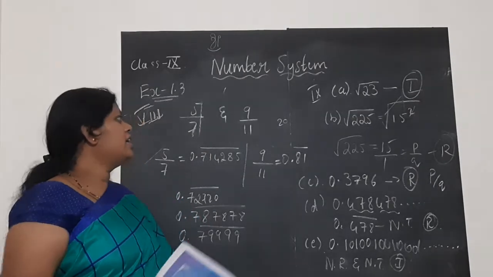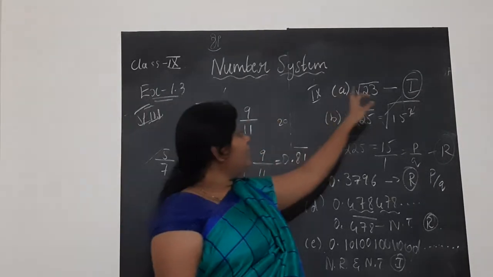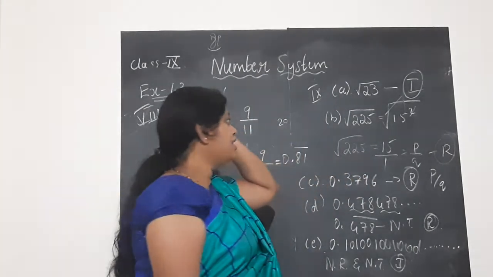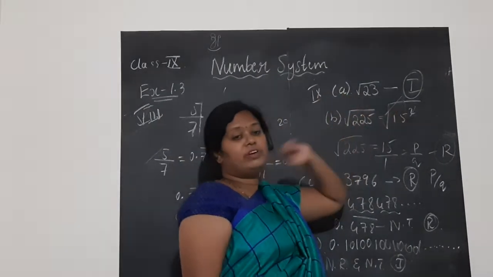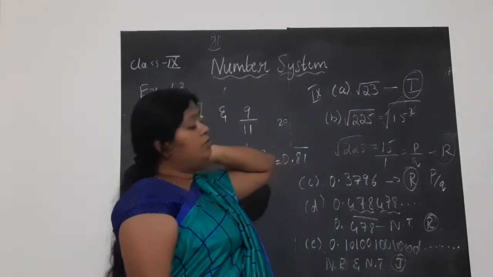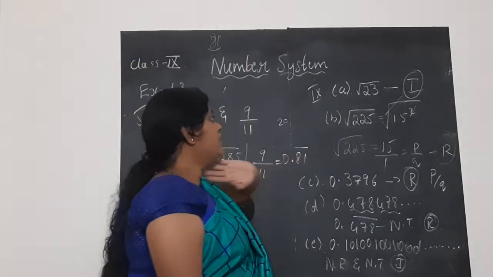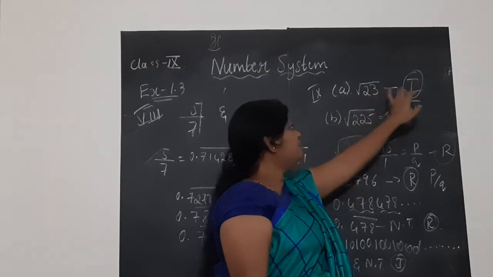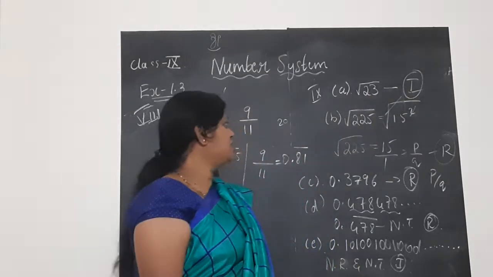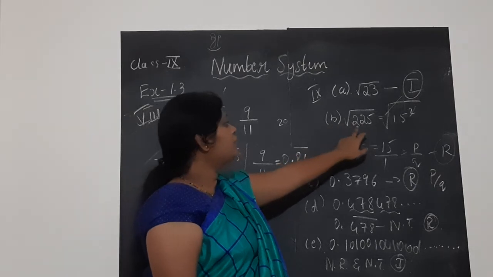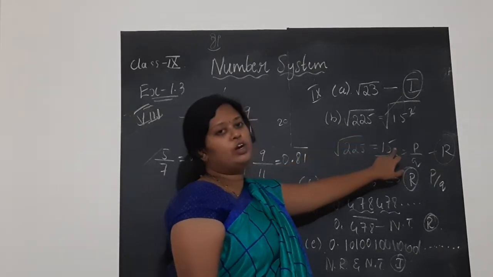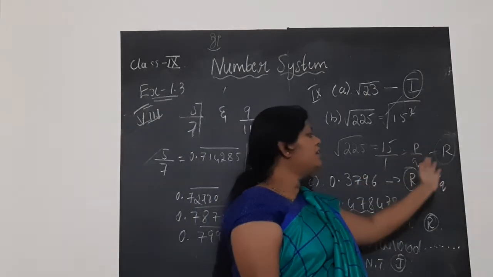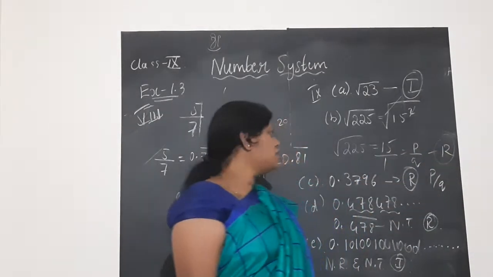Like this you need to classify, children. For square root 23, you have one division method which I will be teaching you in further classes. In that method you can find out easily what is square root 23. Don't use calculators to find it out. So we can tell it is an irrational number. Second question was square root 225, which is the perfect square of 15. So 15 divided by 1, it can be written in the form of p by q, hence it is a rational number.